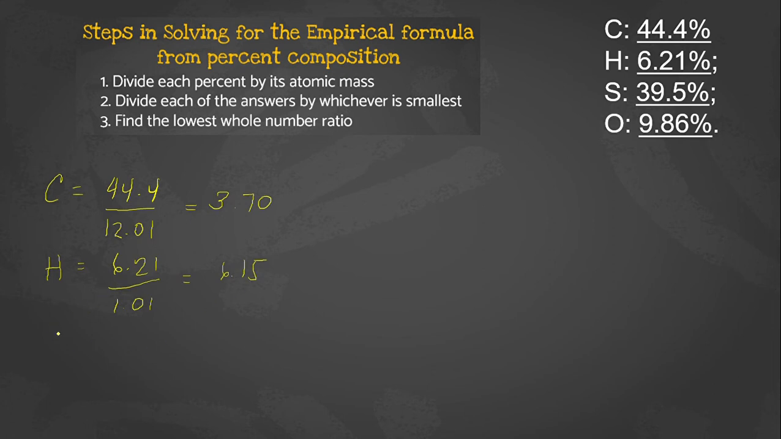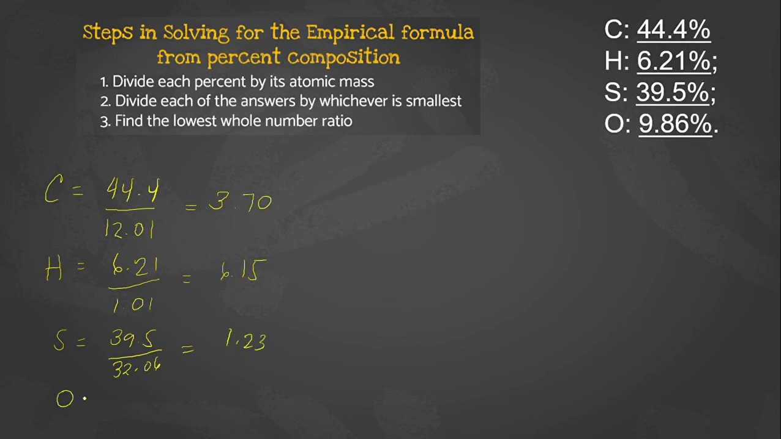Okay. Sulfur is 39.5 divided by, ang timbang naman ng sulfur sa periodic table ay 32.06. Okay? So, 39.5 divided by 32.06. So, the answer is 1.23.